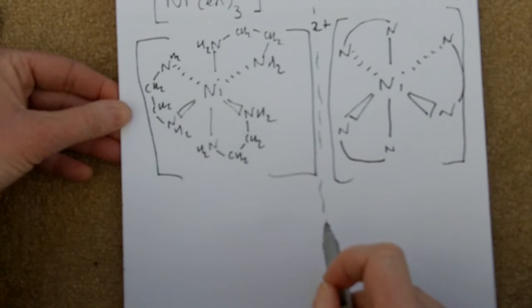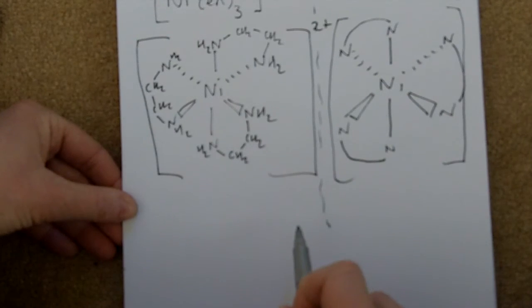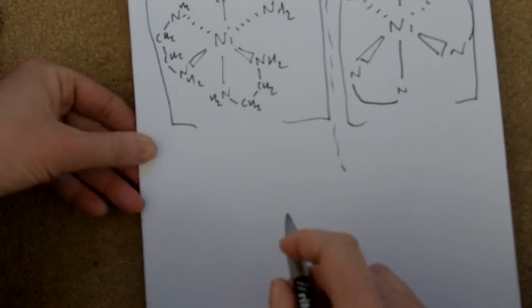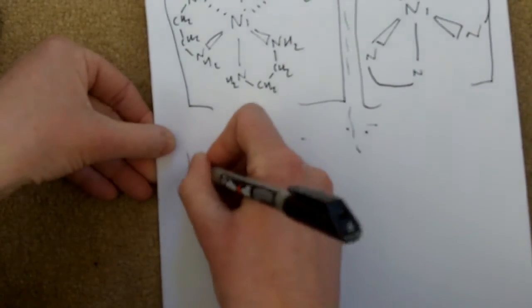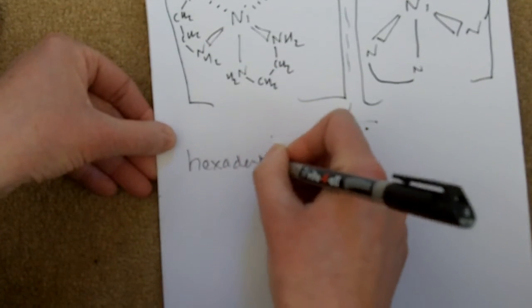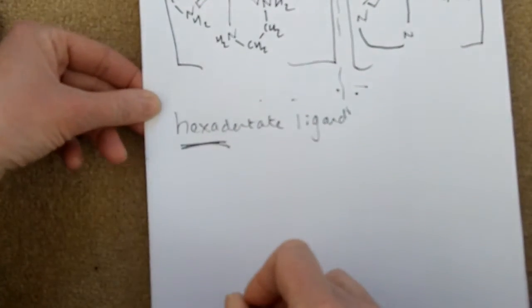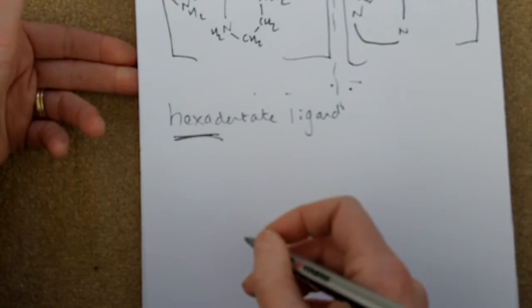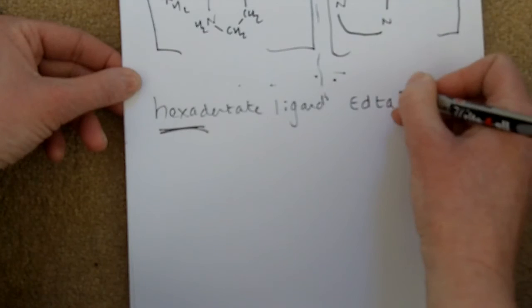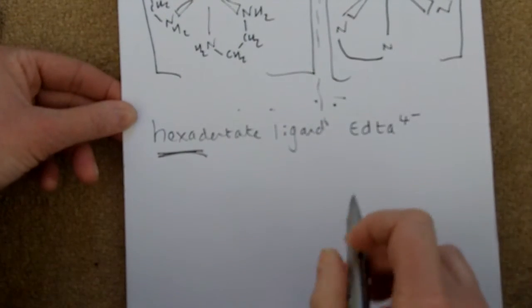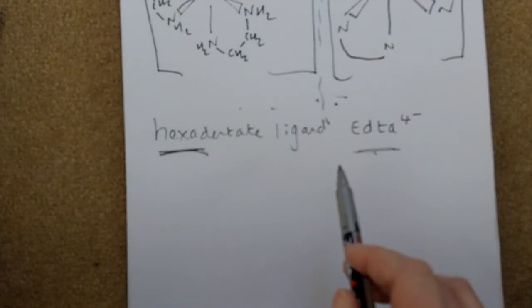Now ideally you need to make these models, and in lessons you will make the models, and you'll actually see this. Okay, there's another type of ligand, and it's a hexadentate ligand. Okay, what does that mean? Hexadentate ligand. It bites 6 times. Okay, and it's called EDTA. It's got a 4- charge, and again in lessons you'll see that it wraps around the transition metal ion, bonding 6 times. But we'll look at that in lessons as well.